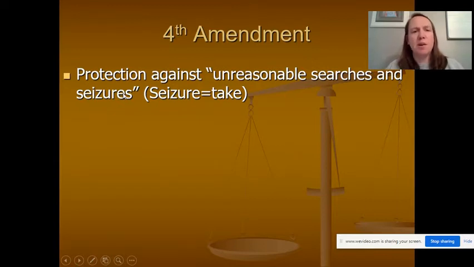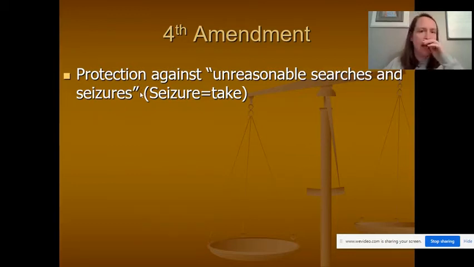Now, if you're sitting here like, Miss Parnell, a seizure, what are you talking about? That's a medical thing. True, but that's not the seizure I'm talking about here. If I seize something, I take it. Like if you have your phone out in class and I seize it, I took your cell phone. When someone says seize the day, they mean go take the day, that type of thing. There you go. Snack time.